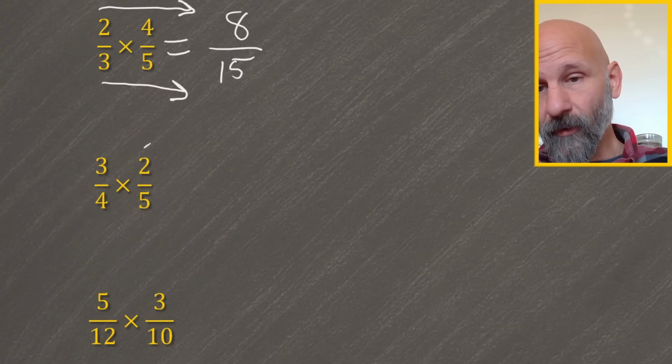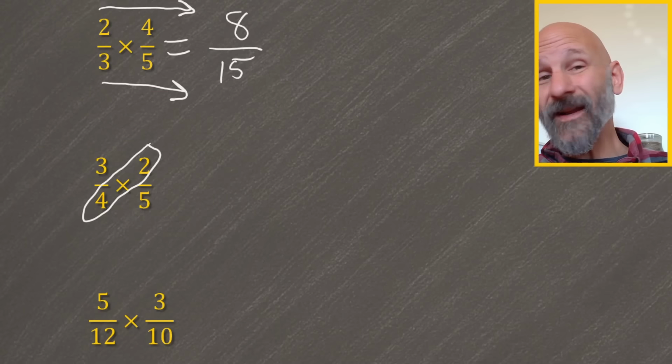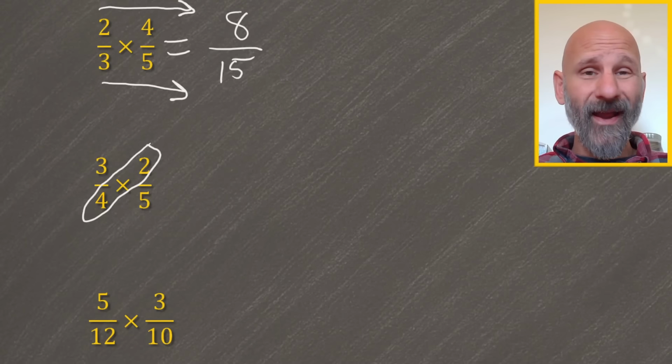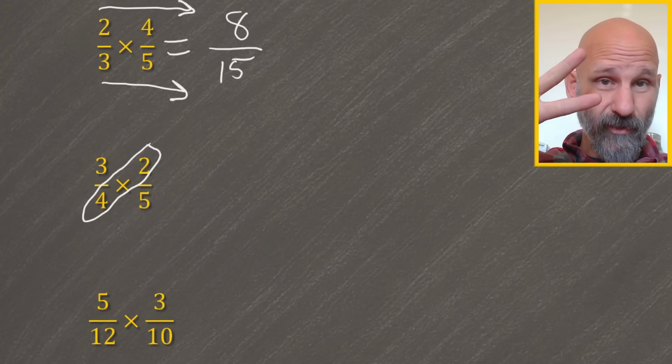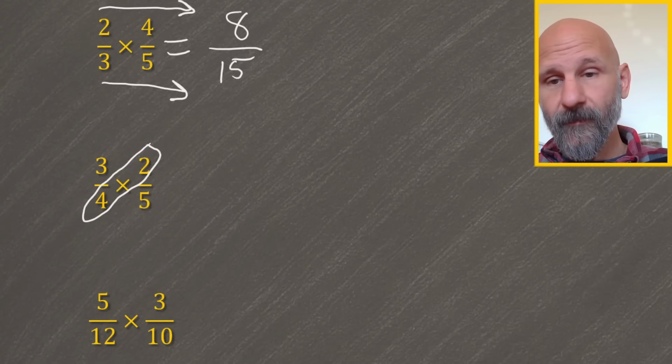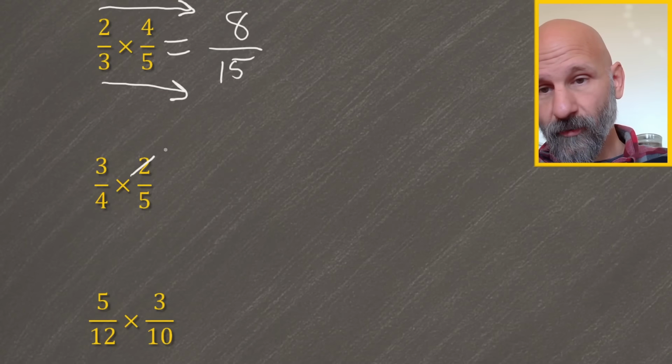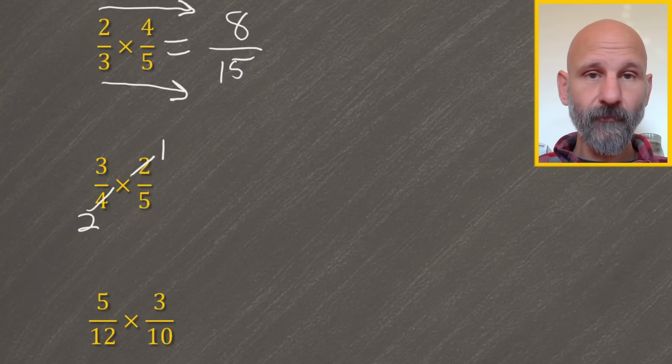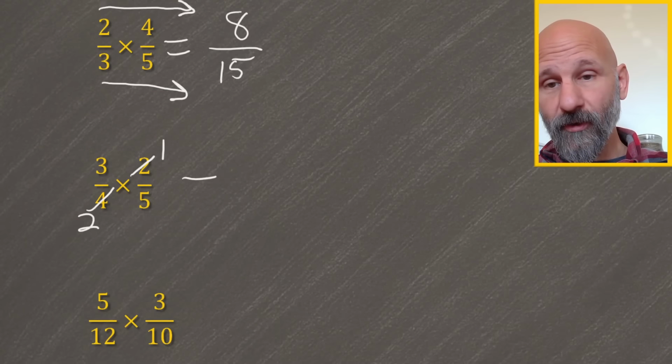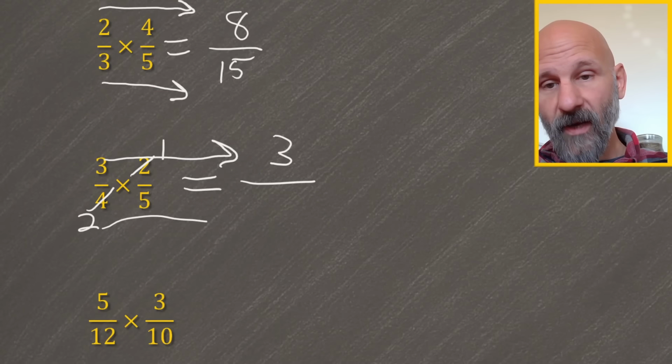But let's look at the 4 and the 2. Oh, there is a number that divides both 4 and 2, and that's 2. So do that, right? 2 divided by 2 leaves us with a 1. 4 divided by 2 leaves us with a 2. Now that we've done all the canceling we can, now we're ready to do the multiplication. So here we'll do 3 times 1, and then 2 times 5.